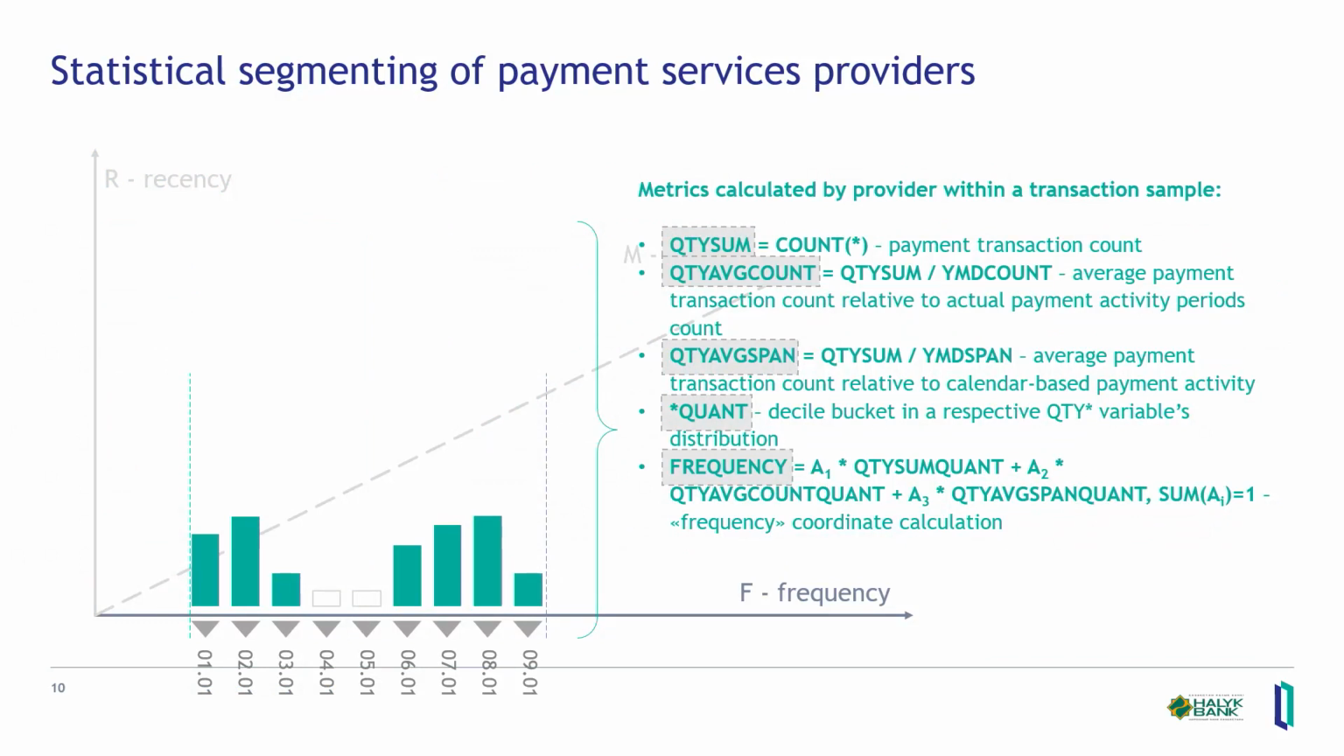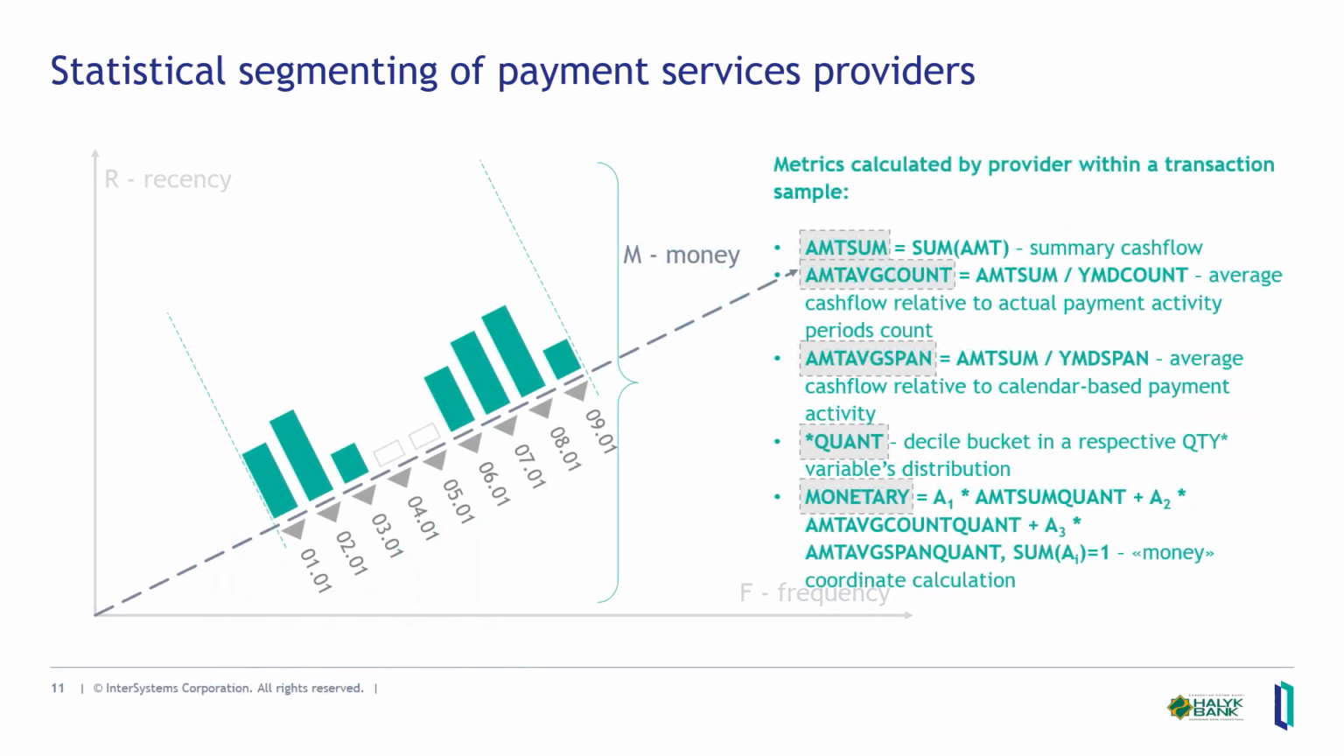So with this approach, we also suggested an approach to calculate frequency and also money. Money goes about the amounts that are summary amounts for the lifespan, for the life cycle of that provider. That can be amounts per elapse of time and so on.